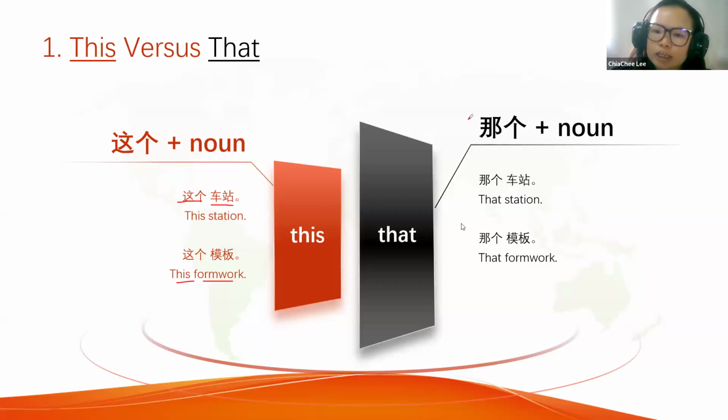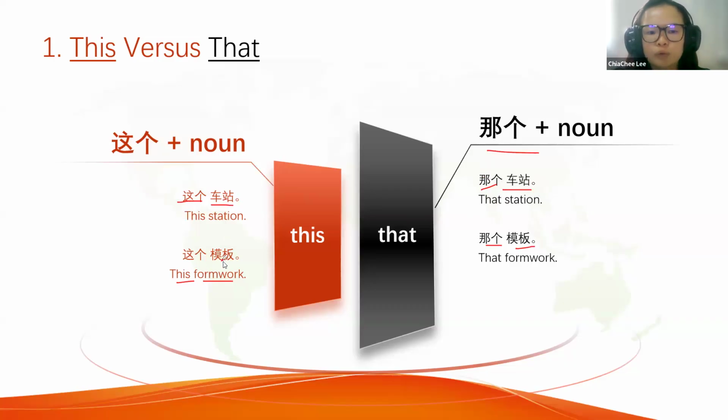And when we want to refer to that far away from us, we use 那个. So again, same example, but near or far. 那个车站, that station. 那个模板, that formwork. Let me specify it. When I say 这个车站, 这个车站是瓜拉登嘉楼车站, because I'm stationed in Kuala Terengganu, 嘛. 那个车站是 Pasir Puteh 车站. So you can see the difference, 那个 will be far away from me, like 2 hours for example.